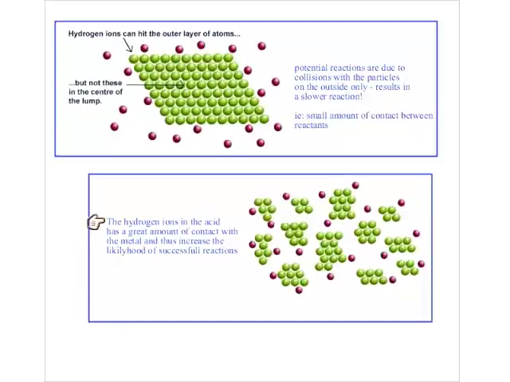Okay, this is a reaction of hydrogen and metal. So, acid and metal. So in this case, the hydrogen ions would be able to get in and amongst the metal and therefore speed up the reaction. Same thing if it was oxygen and carbon. Same sort of thing happening.